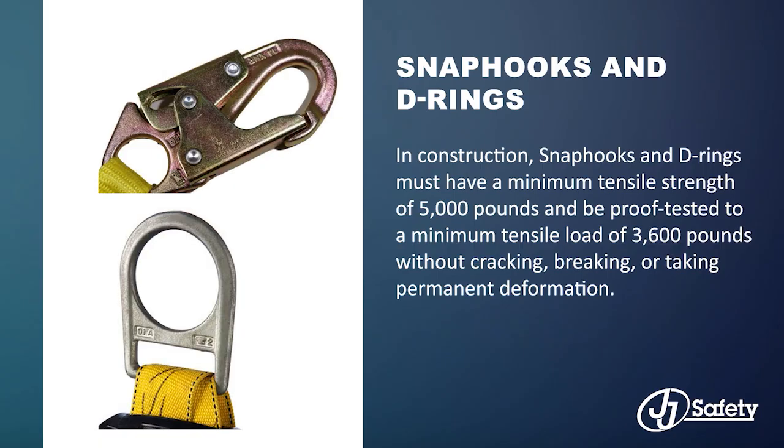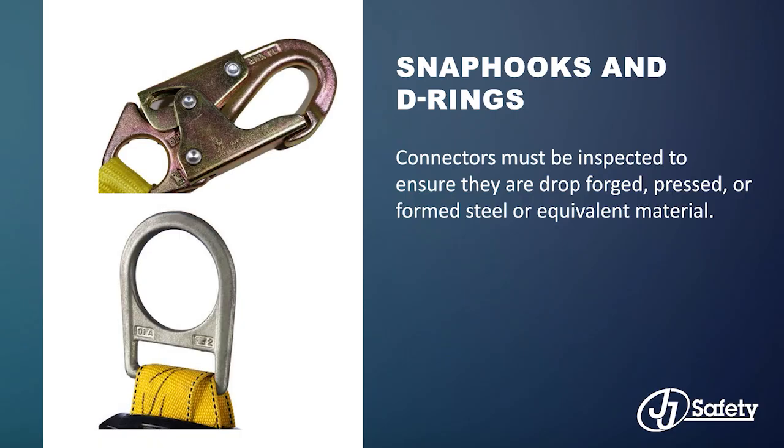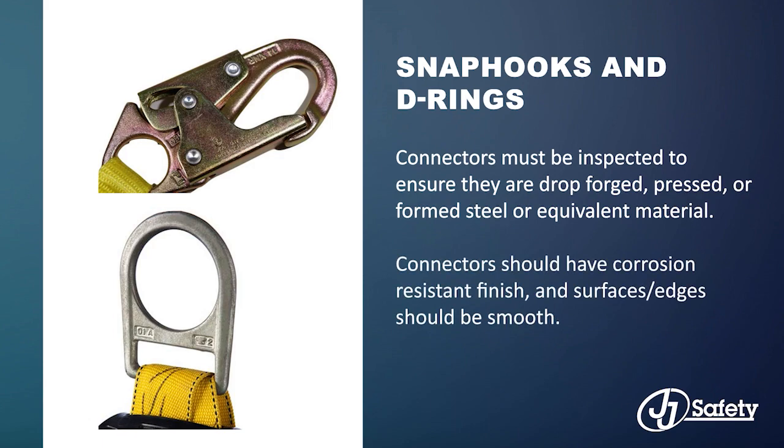In construction, snap hooks and D-rings must have a minimum tensile strength of 5,000 pounds and be proof tested to a minimum tensile load of 3,600 pounds without cracking, breaking, or taking permanent deformation. Only locking type snap hooks can be used. Connectors must be inspected to ensure that they are drop forged, pressed, or formed steel or equivalent material. Connectors should have a corrosion-resistant finish, and surfaces and edges should be smooth.